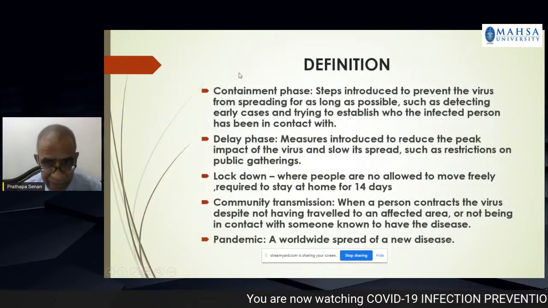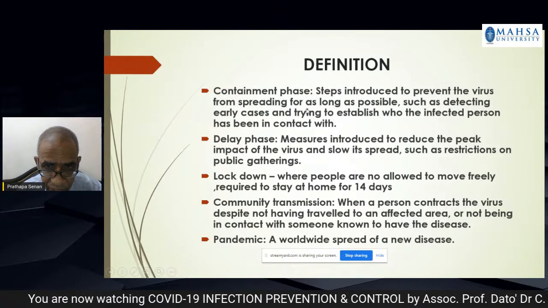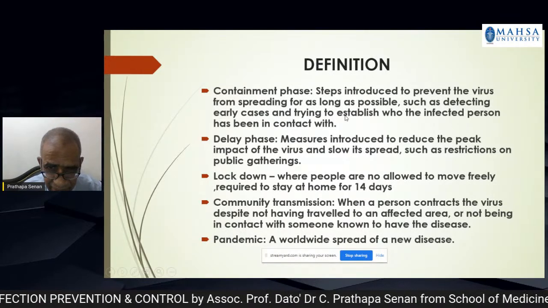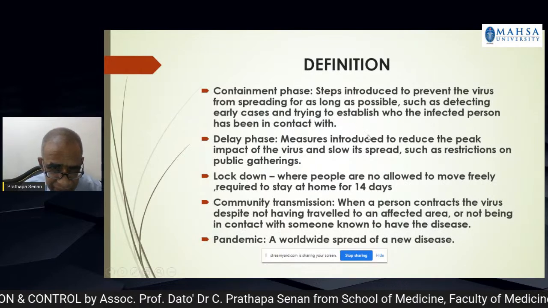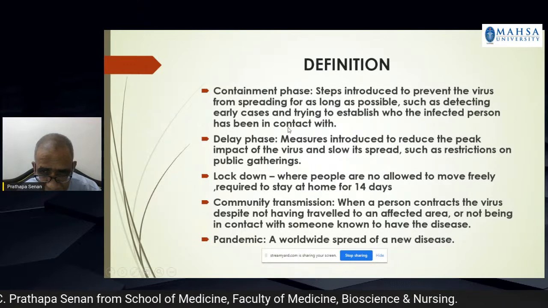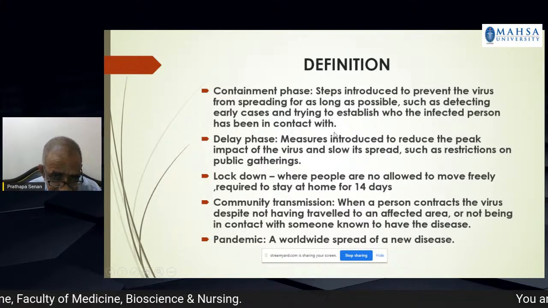Containment phase: steps introduced to prevent the virus from spreading for as long as possible, such as detecting early cases and trying to establish who the infected person has been in contact with. Okay, this is also called contact tracing.